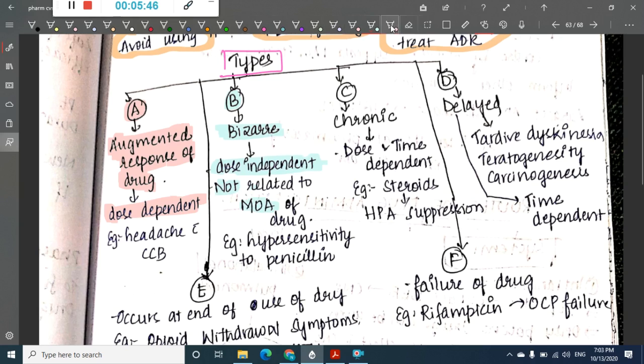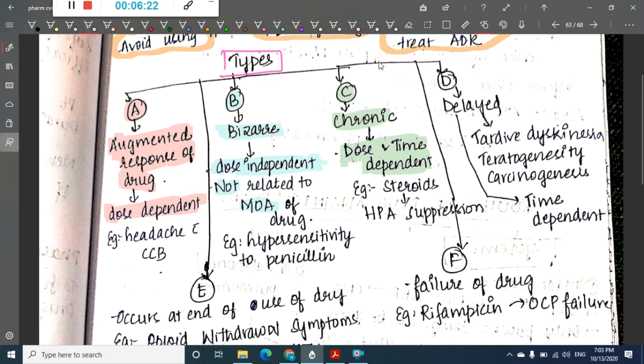Then we have type C, which is chronic. In type C, it is dose and time dependent. On constantly using the same drug again and again for a long amount of time, this will lead to an exaggerated response, thus resulting in chronic type of adverse drug reactions. Example, steroids will cause HPA, that is hypothalamic pituitary axis suppression.